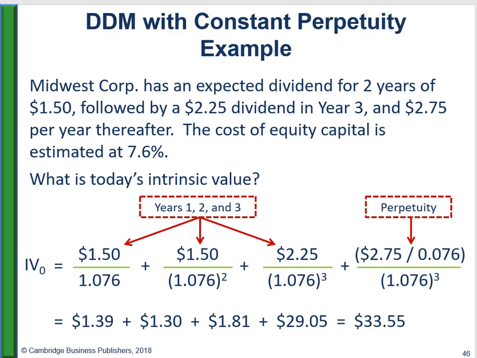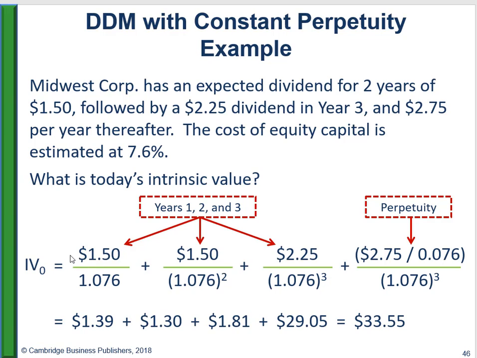And in this example here, we have Midwest Corp has an expected dividend for 2 years at $1.50, followed by $2.25 in year 3, and $2.75 per year thereafter. And what we mean by thereafter is forever, into perpetuity. We know our cost of equity capital is 7.6%, so we can plug those numbers into that equation that we saw on slide 45 there, and this is what we get.